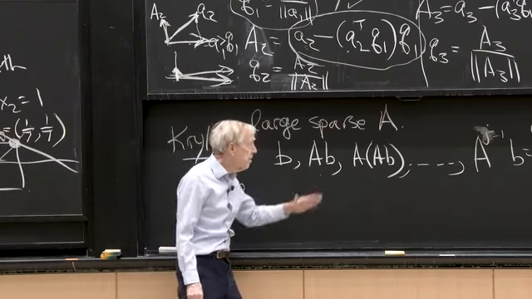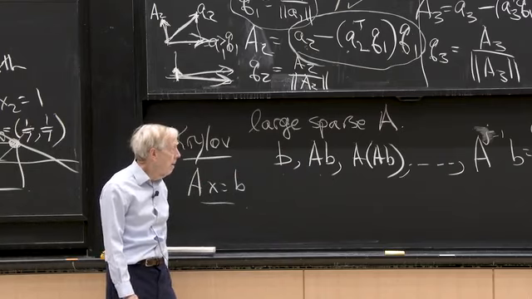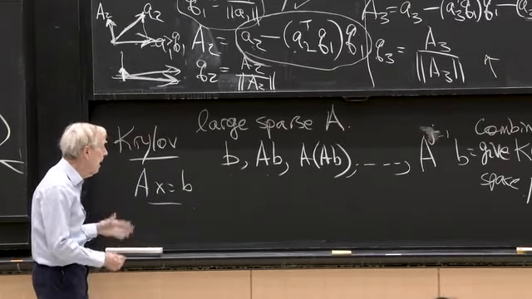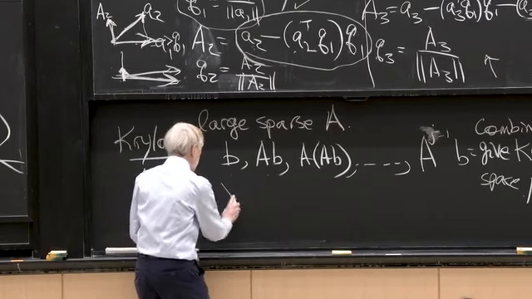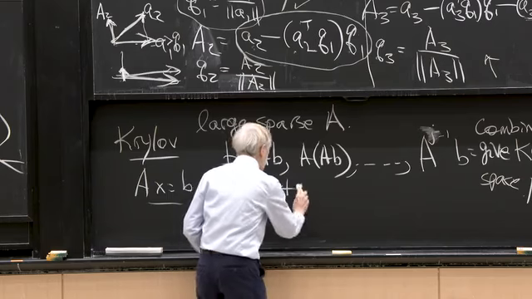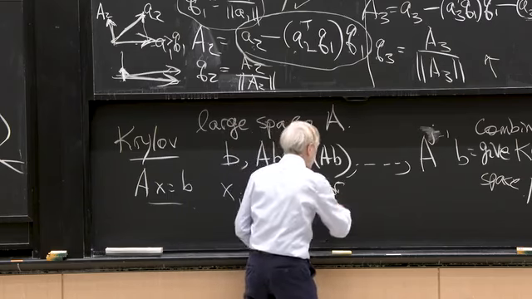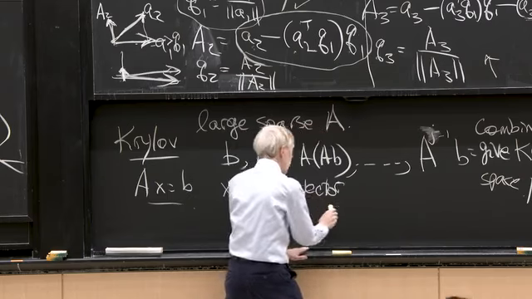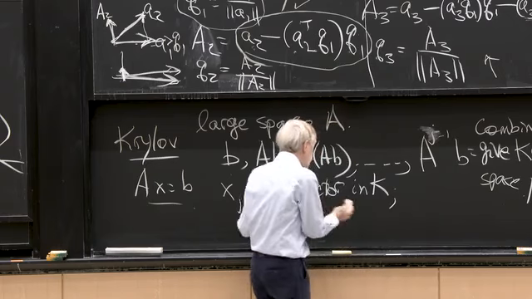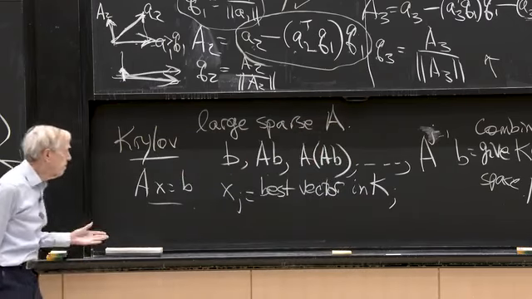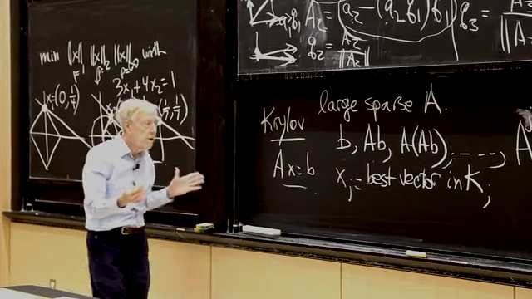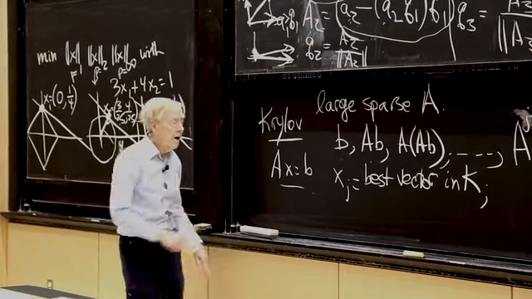I have a basis for this space. And some combination of these basis vectors will be my x_j. So again, x_j will be the best vector, or the closest vector, in this Krylov space, K_j. It will be the best vector in that space, the closest one. So I know what the space is. I've reduced the dimension down to j, and I can find this best vector.